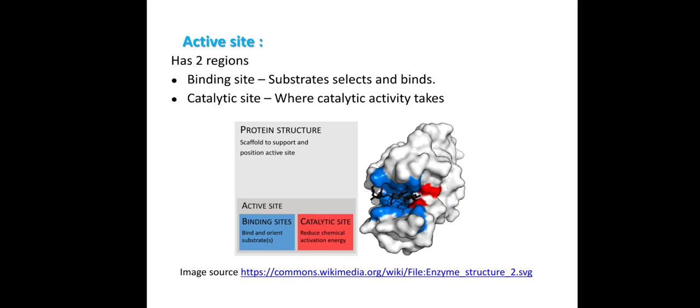Okay, so the active site has how many regions? Two regions. One is the substrate binding area and the other one is the catalytic site. But the catalytic site will always be very close to the binding site, because if it is far away, a bond cannot be broken or cannot be added. So it will be close to the binding site within the active site.